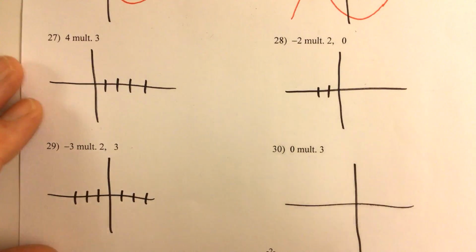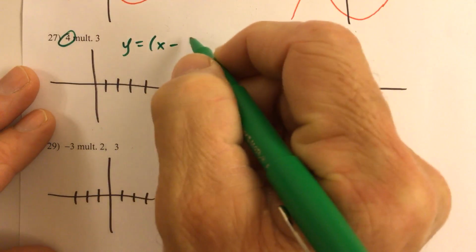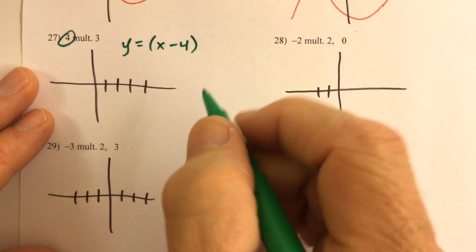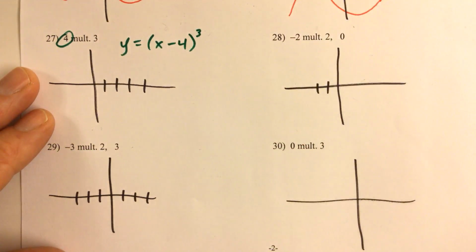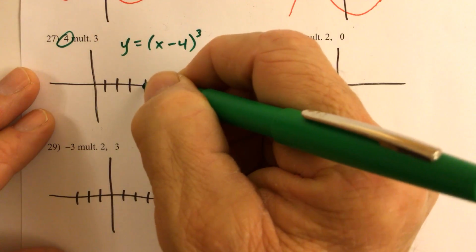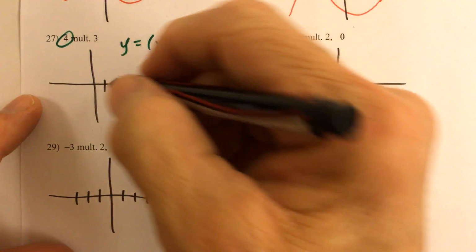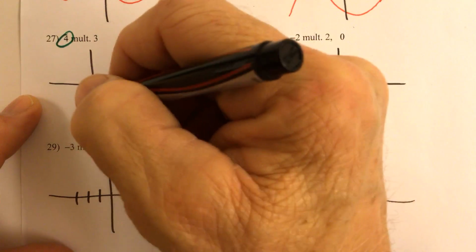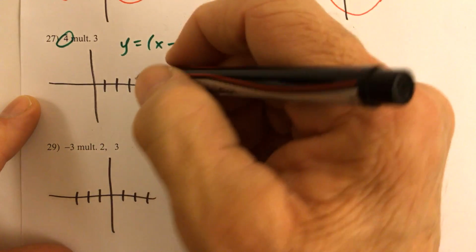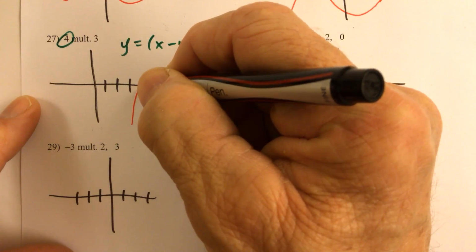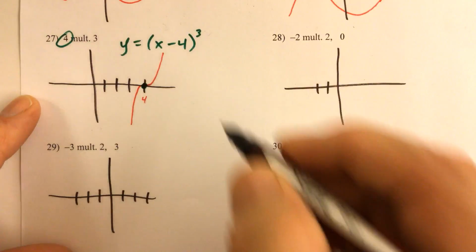So then we get 4 has a multiplicity of 3. So we have y equals, if 4 is a 0, then x minus 4 is a factor of multiplicity 3. And we should know what that looks like. We know the graph of y equals x cubed goes up from left to right with a squiggly at 0. But if we're moving the graph of y equals x cubed to the right 4 units, then we would have the graph going up from left to right, a little squiggly at 4.